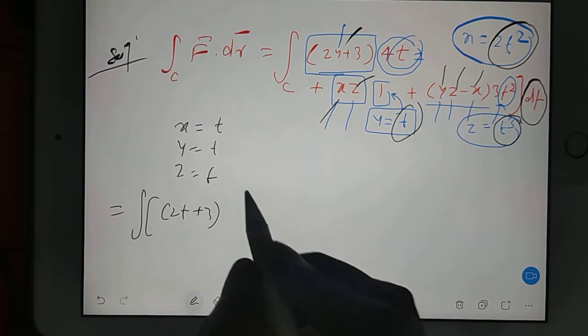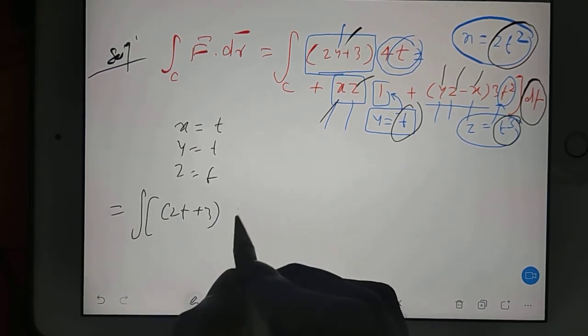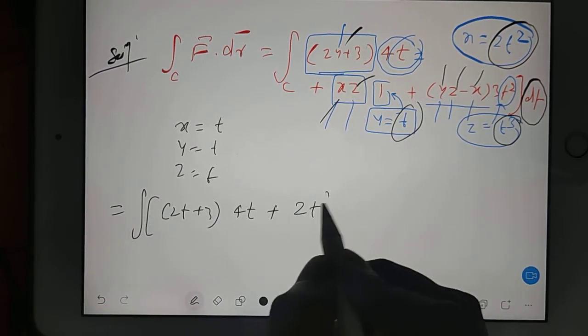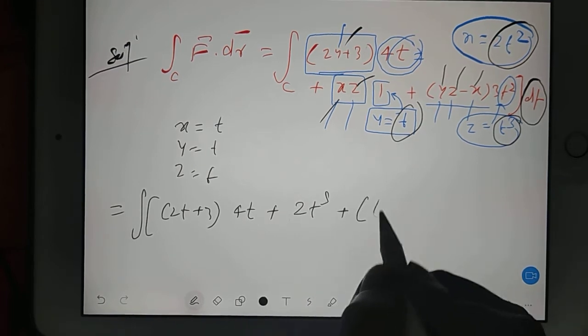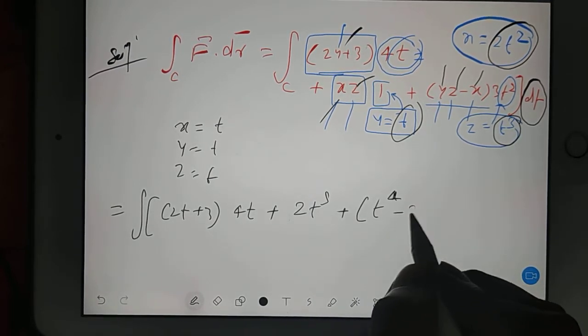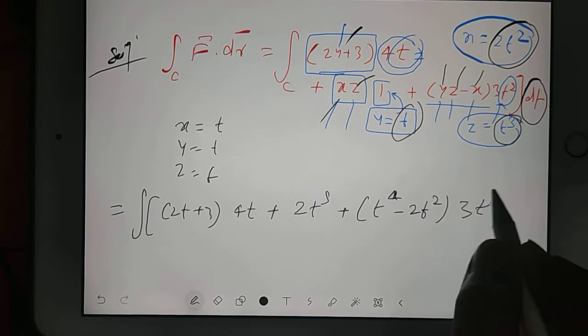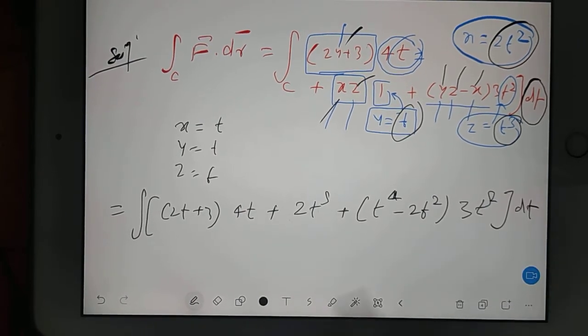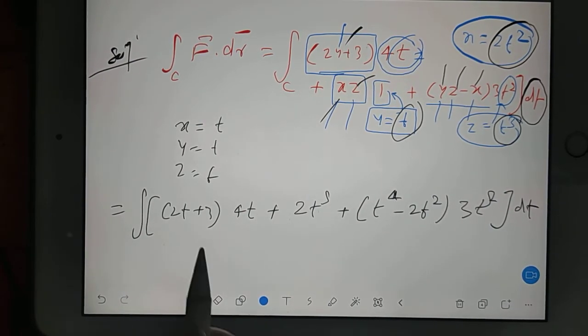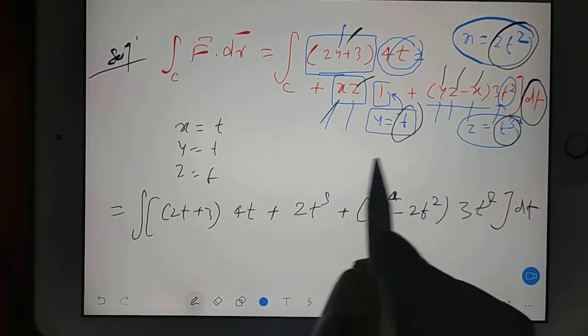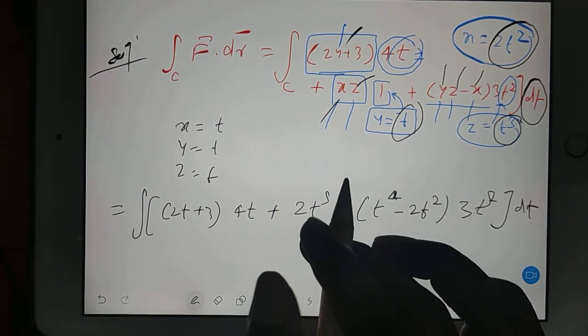2t plus 3, 4t plus 2t power 5 plus bracket t power 4 minus 2t square 3t square bracket close dt. Now you see, you integrate. But now the question is, what about the limit?